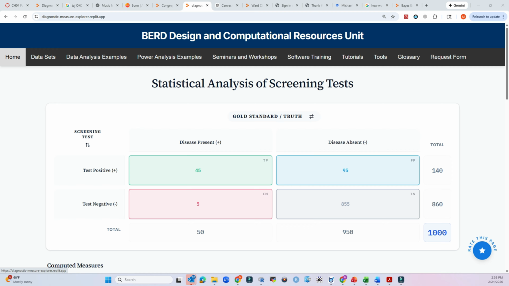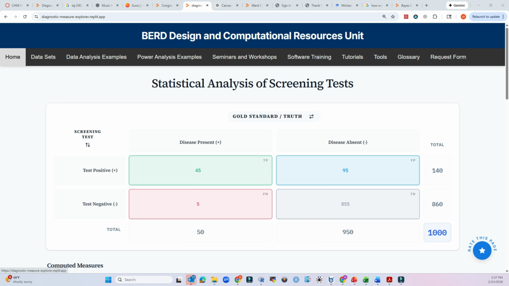On the columns, we have the disease presence or absence as determined by a gold standard, like the definitive way of determining the diagnosis, a blood test or a culture, something along those lines. The rows represent the results of the screening test, whether they were positive or negative.